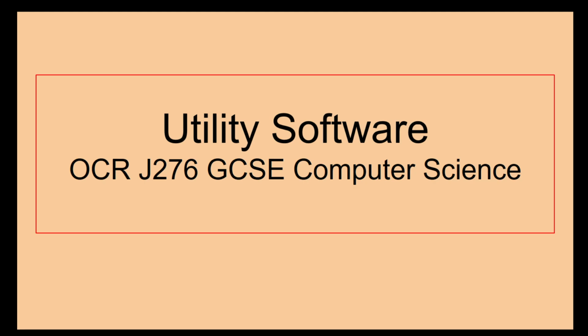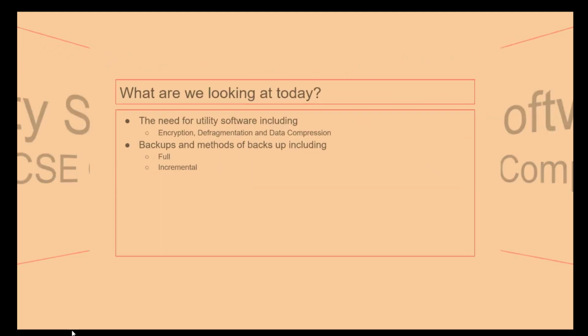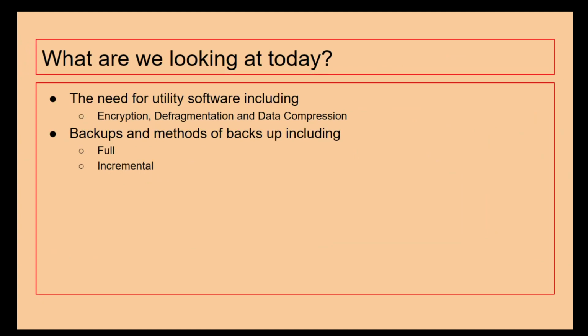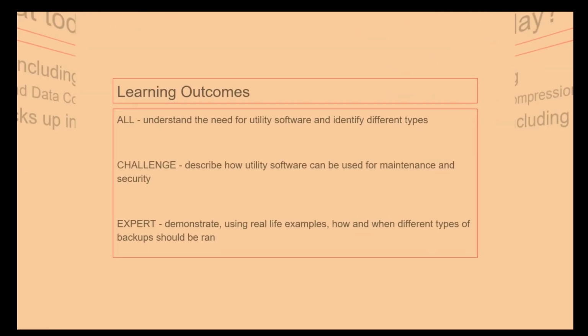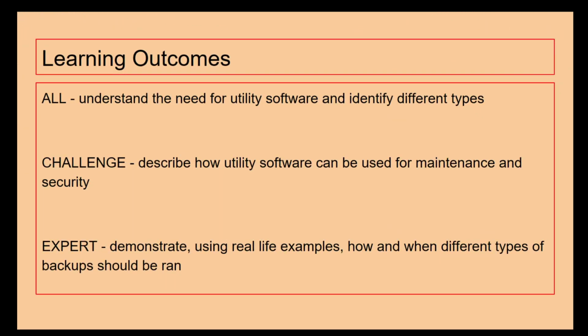Hello there, and welcome to this lesson on utility software as part of OCR J276 GCSE Computer Science. Today we're looking at utility software. We're looking at different utility software, which we can see there, and also backups. There are the learning outcomes for today's lesson, so we can see the challenge and the pitch.